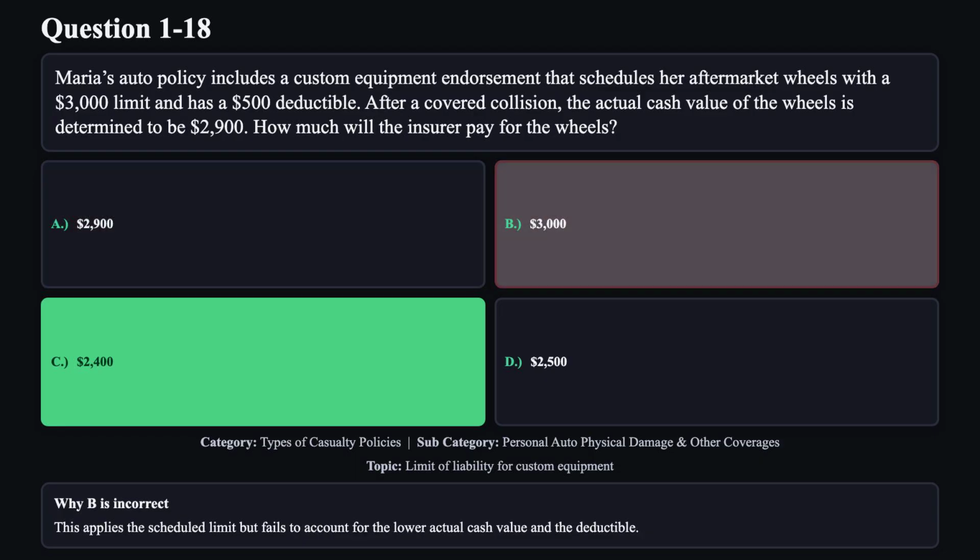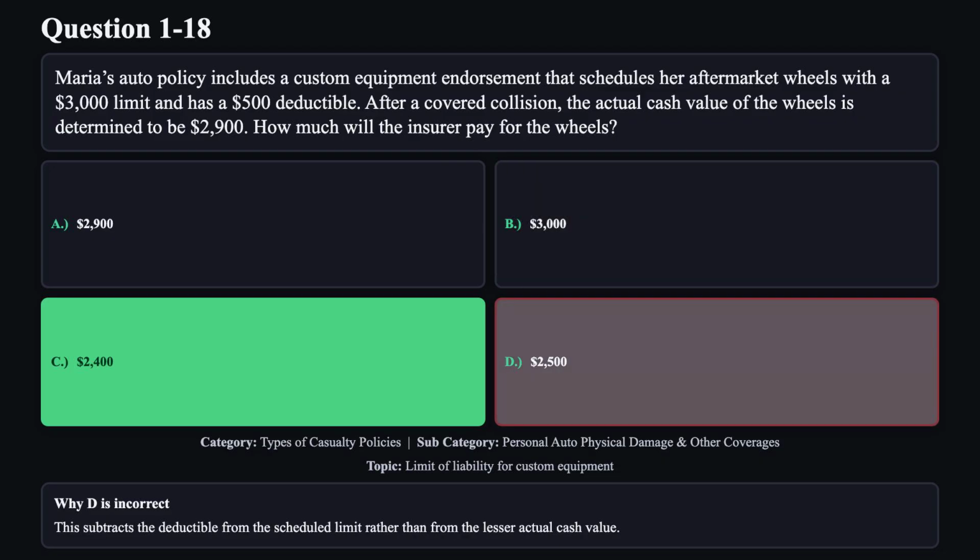Reason B is not correct. This applies the scheduled limit but fails to account for the lower actual cash value and the deductible. Reason D is not correct. This subtracts the deductible from the scheduled limit rather than from the lesser actual cash value.